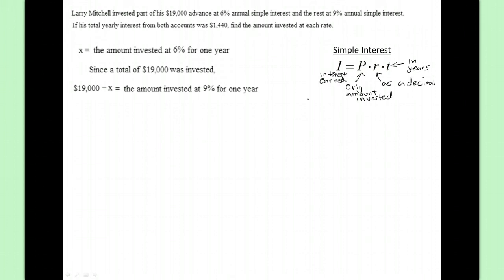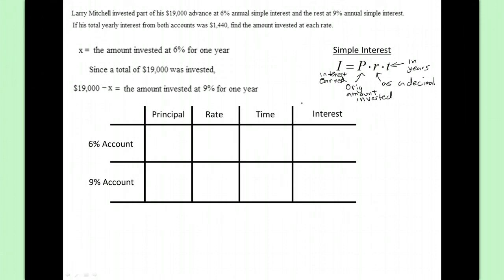Okay, great. So we're going to use a chart to help us out. We have the two accounts, the 6% account and the 9% account. And we're going to multiply out principal times rate times time to be equal to interest. For the 6% account, what is the principal? How much are you investing? The answer is X. For the 9% account, how much are you investing? 19,000 minus X. What's the interest rate? As a decimal, 0.06 for the 6%, 0.09 for the 9%.